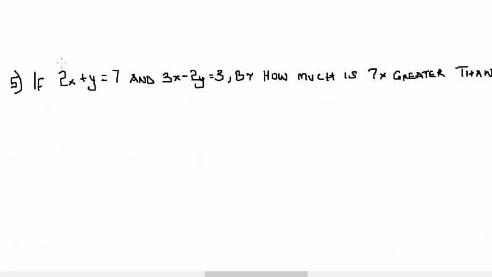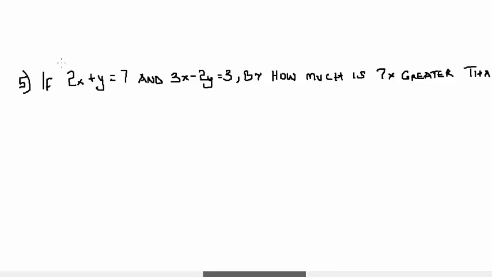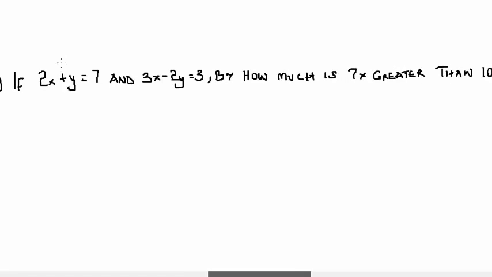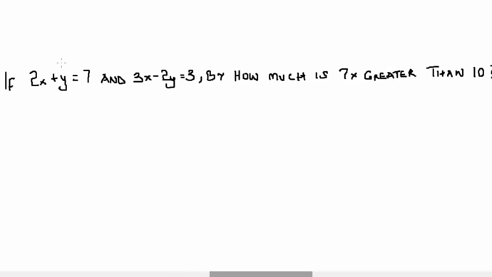Now, my next question is also a WAEC question. In this particular question, I have that if 2x plus y is equals to 7 and 3x minus 2y is equals to 3, by how much is 7x greater than 10? Now, this is very simple.